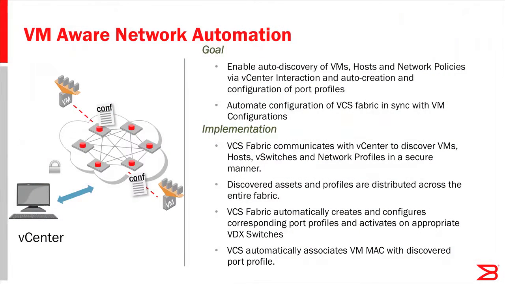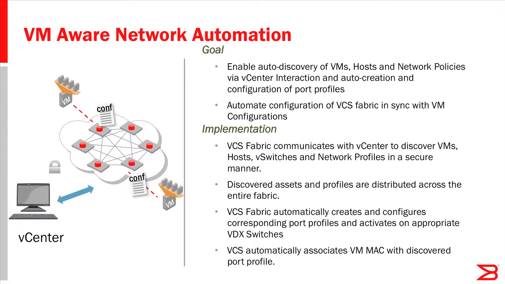So VCS is instantly aware of any newly deployed VMs, what their MAC addresses are, the locations in the fabric, any VLAN ID settings or QoS. So for example, if a VLAN created in vCenter doesn't exist in the fabric, VCS automatically pulls that VLAN ID from vCenter. The VM Aware Network Automation works by seamlessly integrating the VCS fabric with vCenter. Newly created VMs are auto-discovered by the fabric along with their network policies.